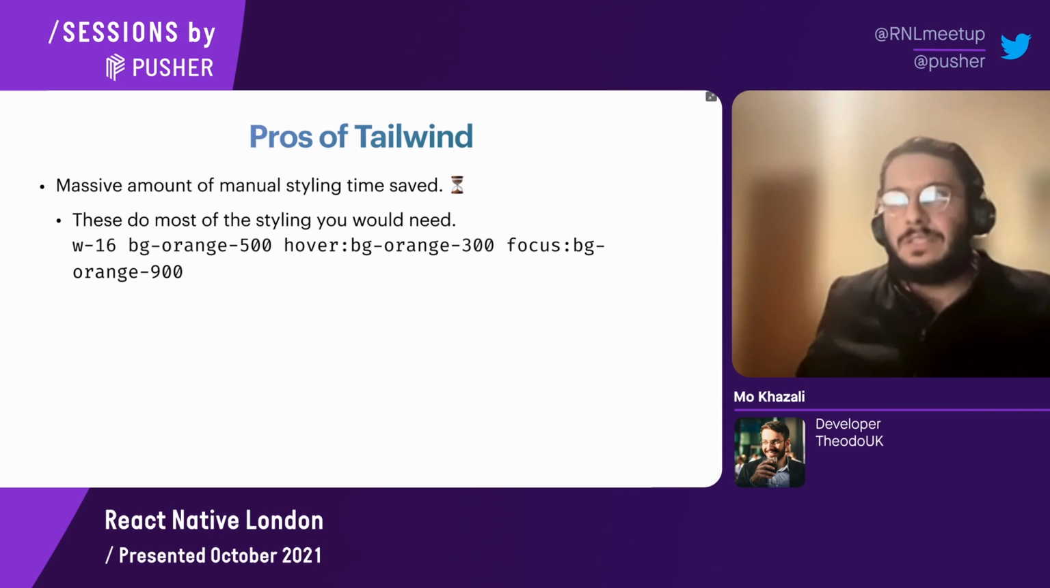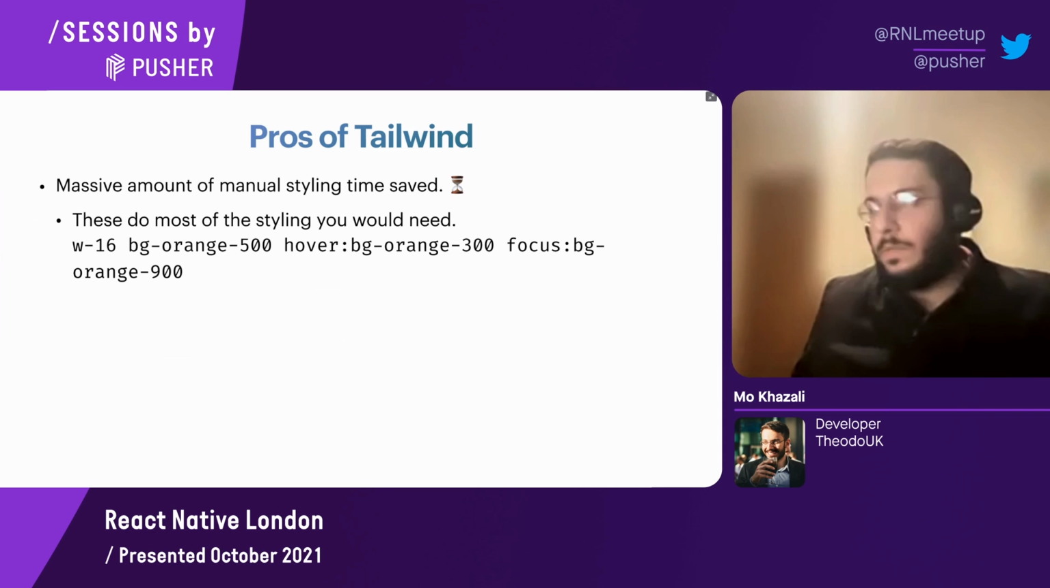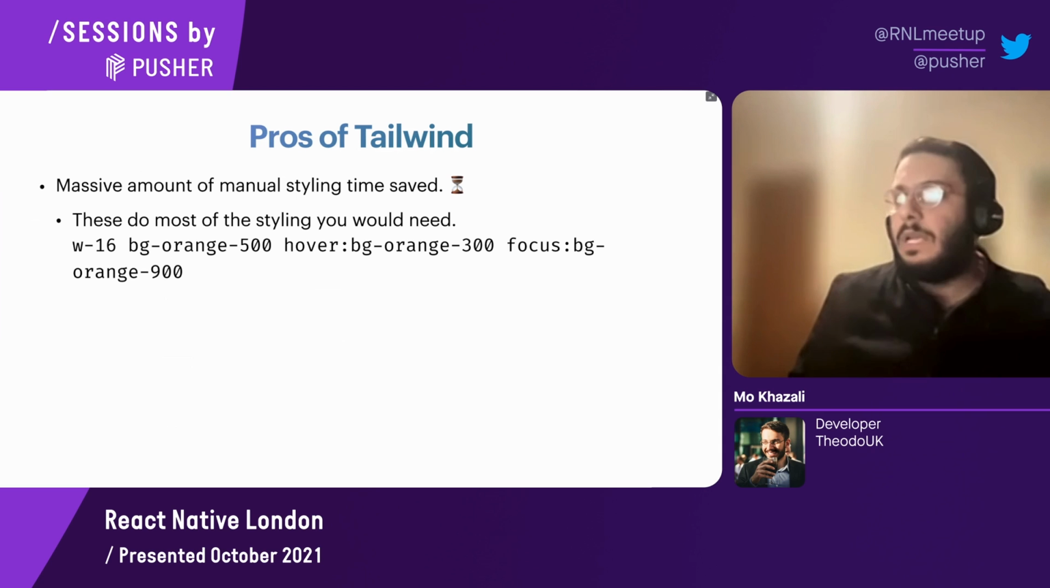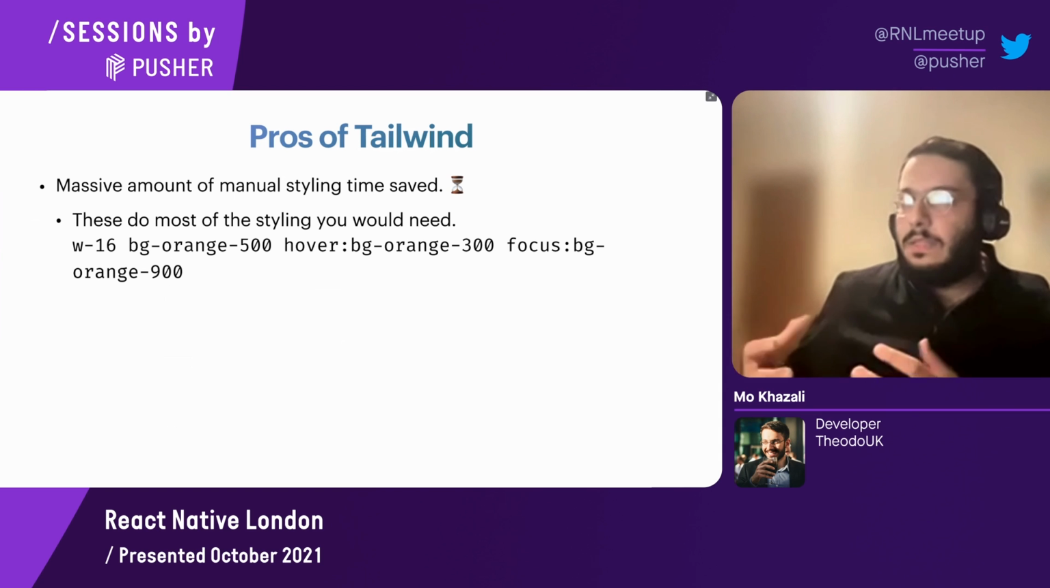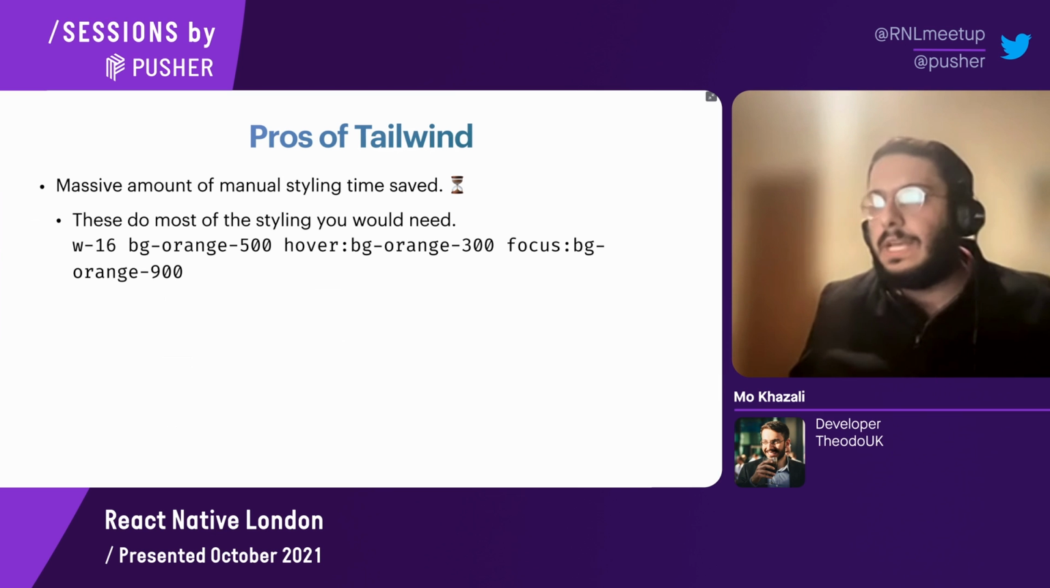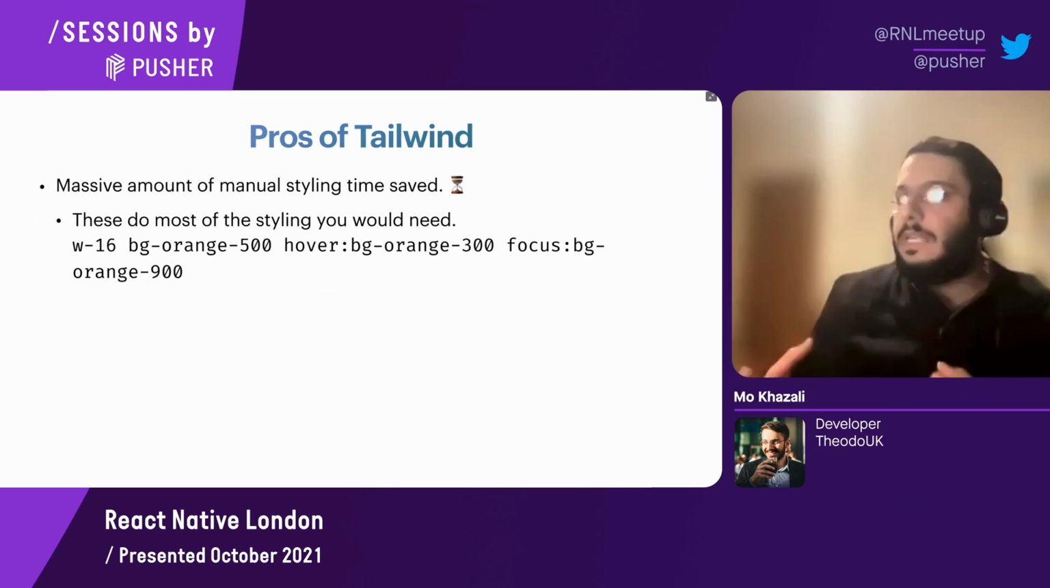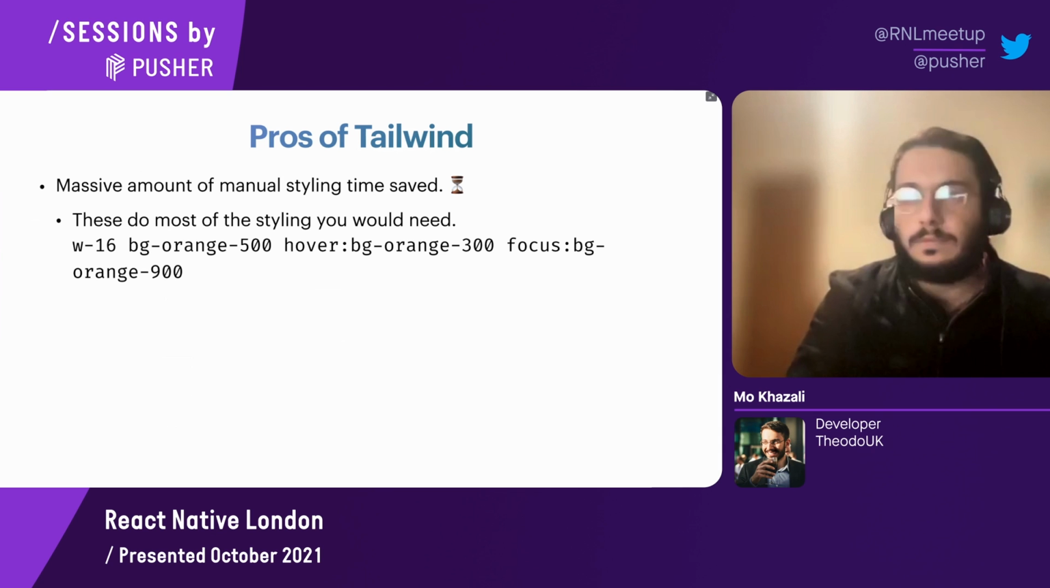You can set different states. So on hover, setting the background to a certain color, on focus, setting the background to another color. Again, this is for web specifically, since these sort of hover and focus states don't work on React Native, but the functionality is there, and it tries to imitate almost everything that you would be able to do with CSS, but in a consistent, clean manner that will save you a lot of time.